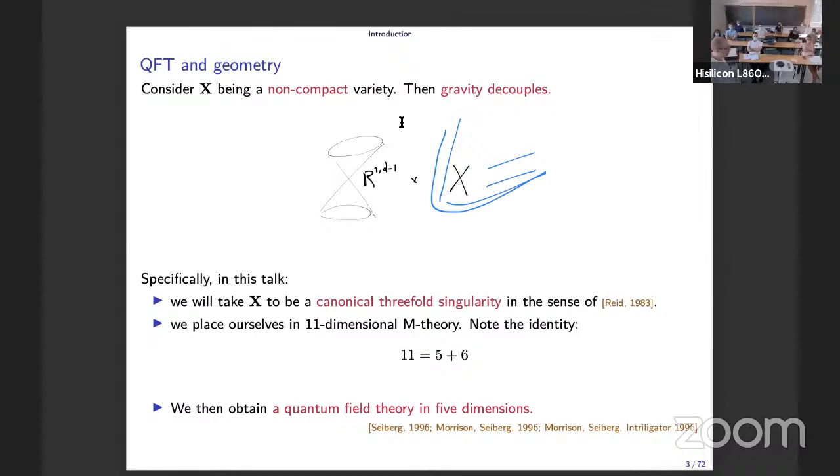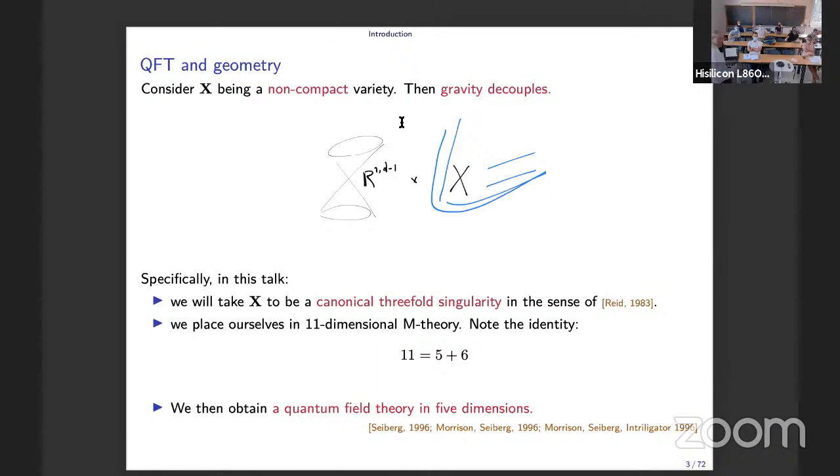Those will be canonical threefold singularities. They're essentially cones where, in some sense, you see a Calabi-Yau condition in the algebraic sense. And we will place ourselves in 11 dimensions in M theory. Then there is this identity, 11 equals 5 plus 6. Since the Calabi-Yau is 6-dimensional, my quantum field theory will be 5-dimensional.